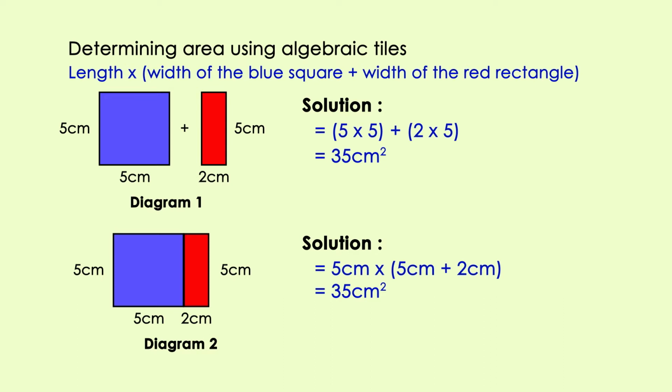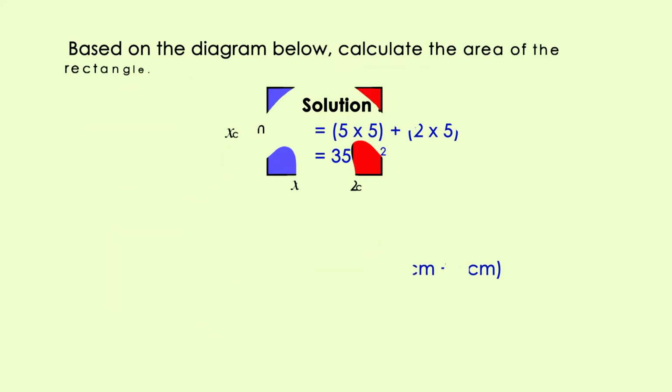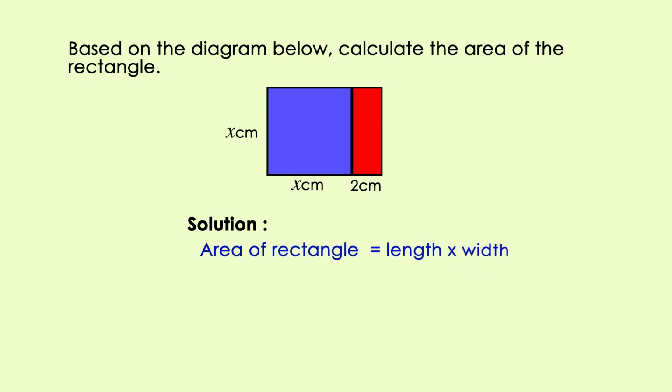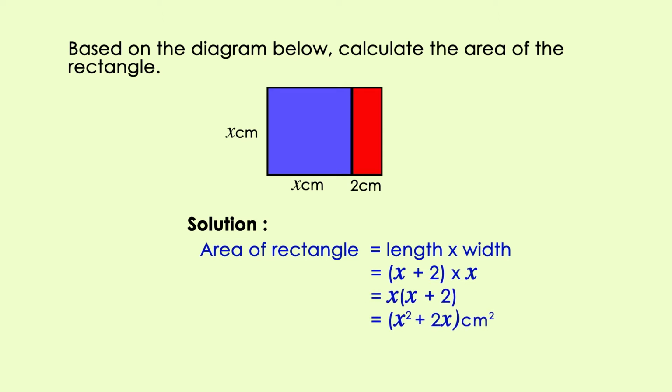Let's extend the distributive law on numbers to algebraic expressions. Boys and girls, we represent the width with x cm and the length as x plus 2 cm. Can you find the area of the rectangle? The area of the rectangle is length times width. So, by applying the distributive law, we will get x plus 2 multiplied by x is equal to x squared plus 2x square centimeters.